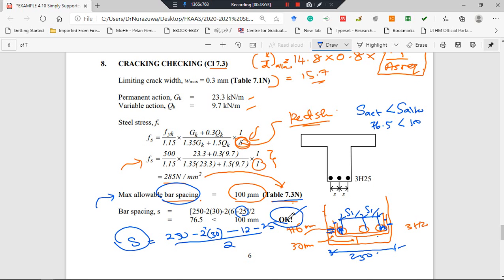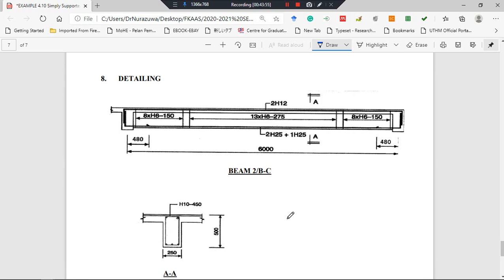Okay, next is the detailing. So this is the detailing. For the continuous beam, for the simply supported beam, here is the beam with the length of the span of the beam is 6,000, and we provide the main link, 2H25 plus 1H25. Why? So this is the beam.